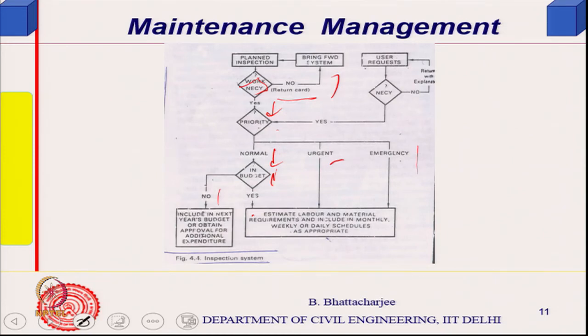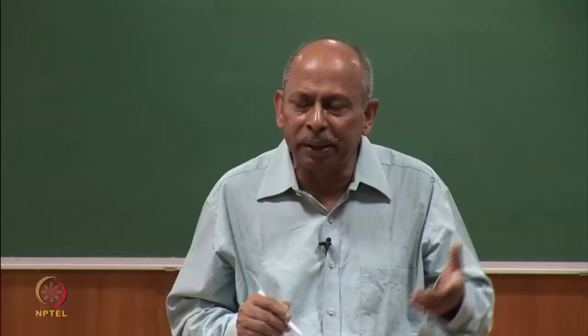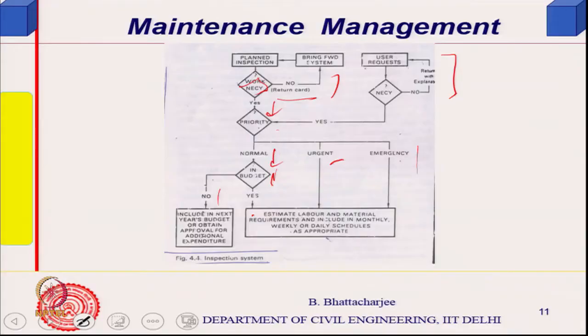Sometimes you can take the user's request also when you are doing inspection, because the user has requested. You might say, okay, let me just check whether it is necessary, and make a decision. If it is necessary, put it in and find out the priority. If it is not necessary, send it back to the user, saying that we will do it sometime later on, at the moment you are not doing it. So, during the inspection period you can take it, and this is where the inspection lies in the overall scheme of things.